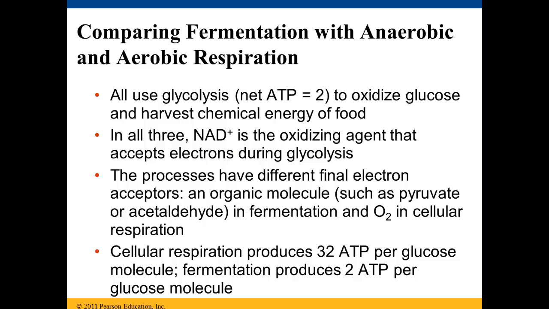And comparing fermentation with anaerobic and aerobic respiration, during glycolysis you have 2 ATP. In all 3, of course, fermentation, anaerobic, and aerobic respiration, NAD is your main oxidizing agent. That's the thing that gets reduced. Remember, you go NAD plus to NADH. You have electron acceptors, except in anaerobic respiration, you have something different than oxygen. In an organic molecule, in fermentation, you might just stick with glycolysis. Cellular respiration produces about 32 total. In fermentation, you only get 2.